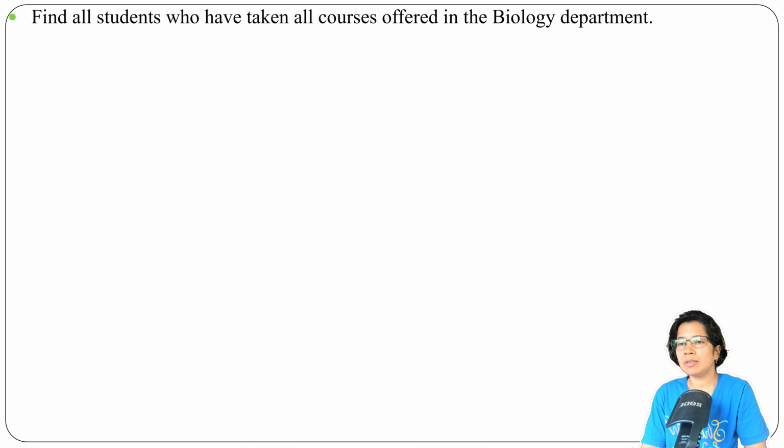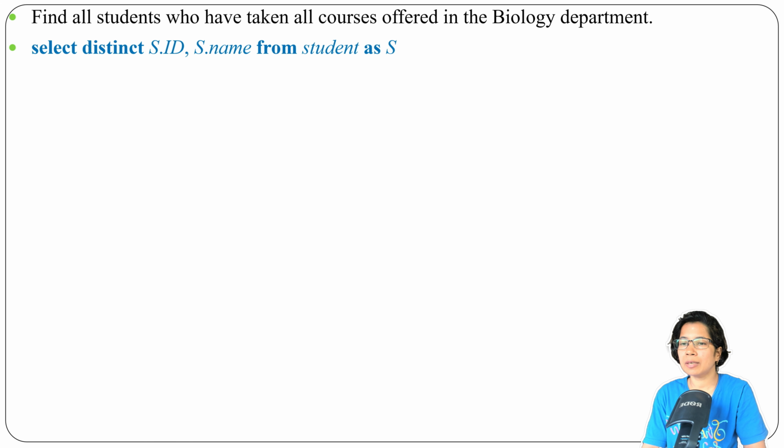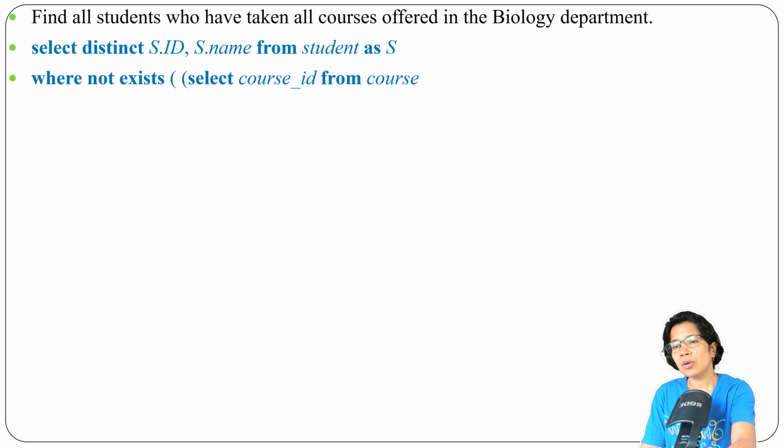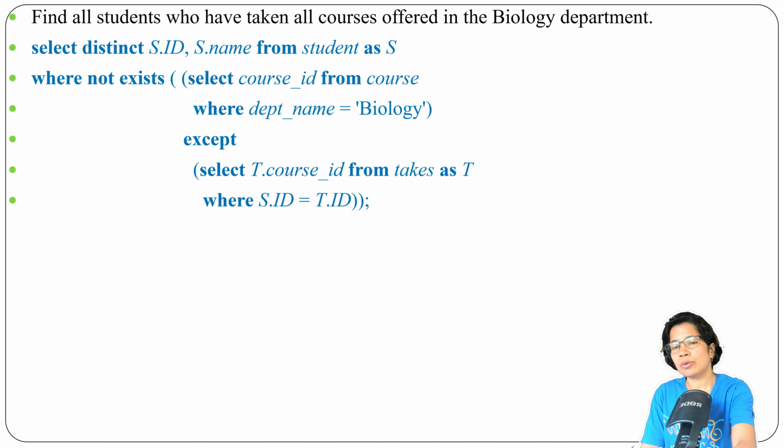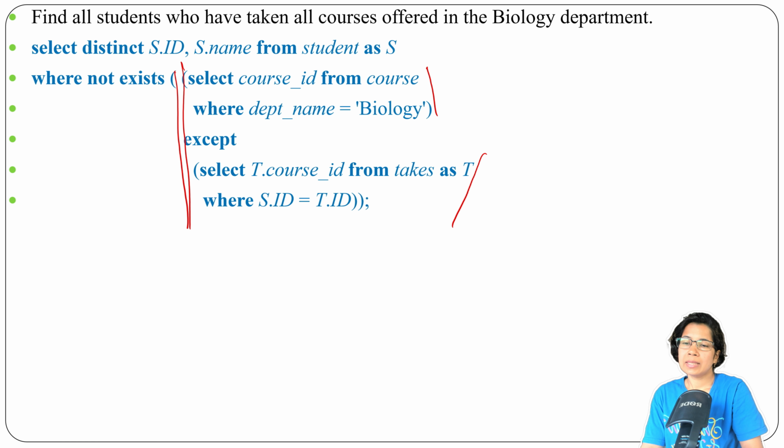Let's see another example. Find all students who have taken all courses offered in the biology department. We'll write the SQL query using not exists. Select distinct SID, SName from student as S, where not exists. Then select course ID from course, where department name equals biology, except select T.course ID from takes as T, where S.SID equals T.ID. This total is the inner subquery. There are two parts. This is the first part. This is the second part.